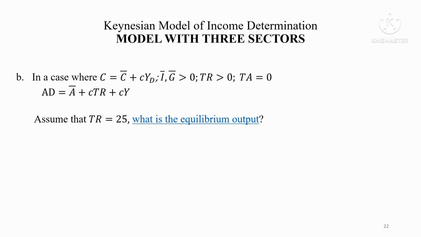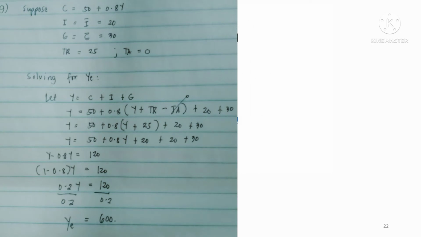Now we have a case where transfer payments is equal to 25 and taxes is 0. What is the equilibrium level of income? So again, solving for Y. Y is equal to C plus I plus G. Then substitute all the variables. Then do the math. So if there is transfer payments, then the equilibrium output, or the equilibrium income, is 600.